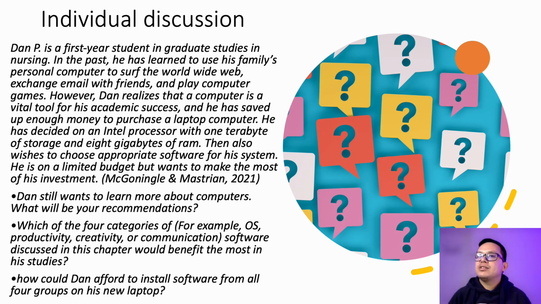Your individual discussion will be based on these 3 questions. Dan still wants to learn more about computers. What will be your recommendation? Which of the 4 categories of software, for example OS, productivity, creativity, or communication software, discussed in this chapter will benefit him the most in his studies? What would you recommend? And what kind of software do you recommend to Dan? How could Dan afford to install software from all 4 groups on his new laptop? Read Dan's story again and answer these 3 questions as a class comment to this stream. Write in your own words and do not copy from your classmates' answers, and you know why. This will serve as your individual discussion for week 2.